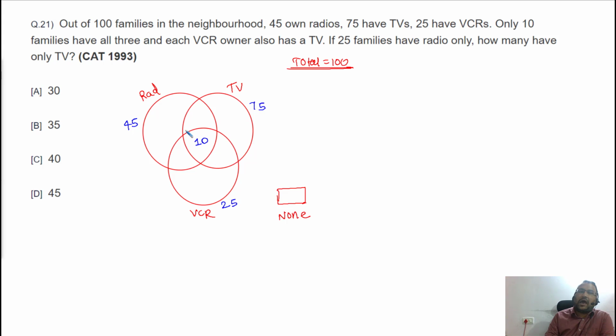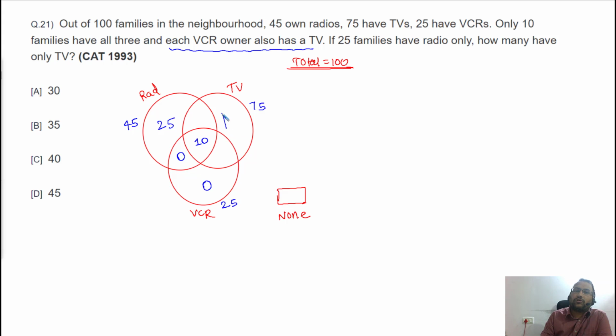25 families have only radio. So this is an important statement now. Each VCR owner also has a TV. It means there is no one having only VCR. There is no one having only VCR and radio, everyone, because each VCR owner also has a TV. So how many have only TV?